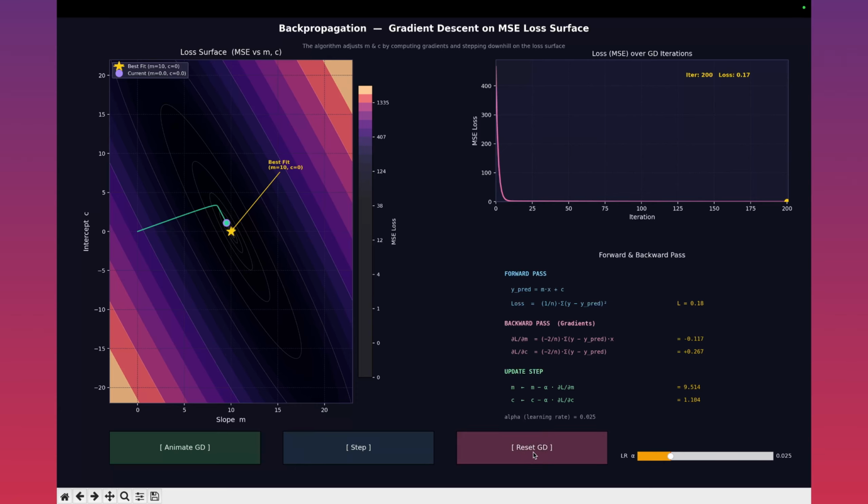Okay, let me restart it once again. So let me click on animate, and you see the number of iterations going up. And as soon as we reach this best fit value, the best fit line m and c, the loss is also decreasing. You will be able to reduce the loss, and once you reach this point, you will have a very perfect best fit line, and that equation will look like y equals 10 into x plus 0. That is our best fit line in this particular example.